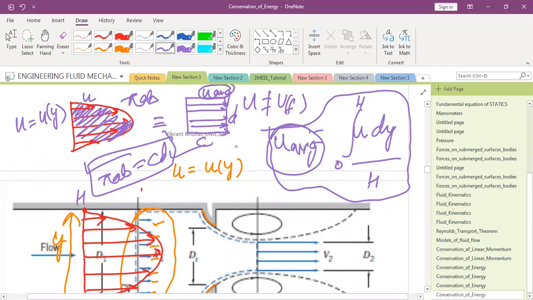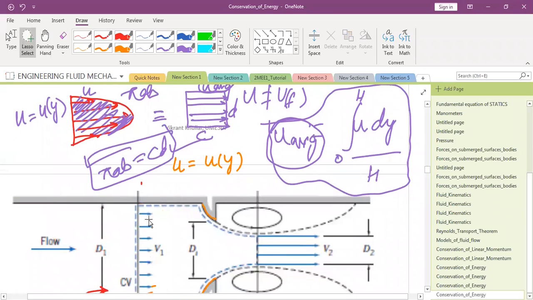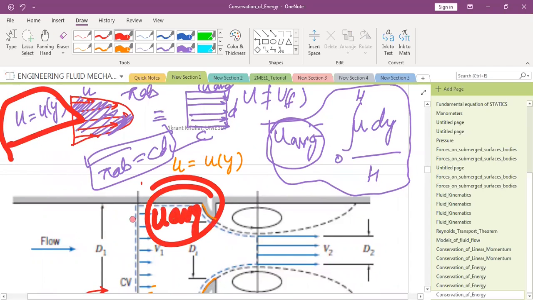So please remember, when you encounter such a thing in any diagram, you should always see that V1 is now what? V1 is U average. It is not depicting the U actual, because U actual needs to be a parabolic profile in case of a pipe flow. And any doubts to anyone? Any doubts to anyone in this?